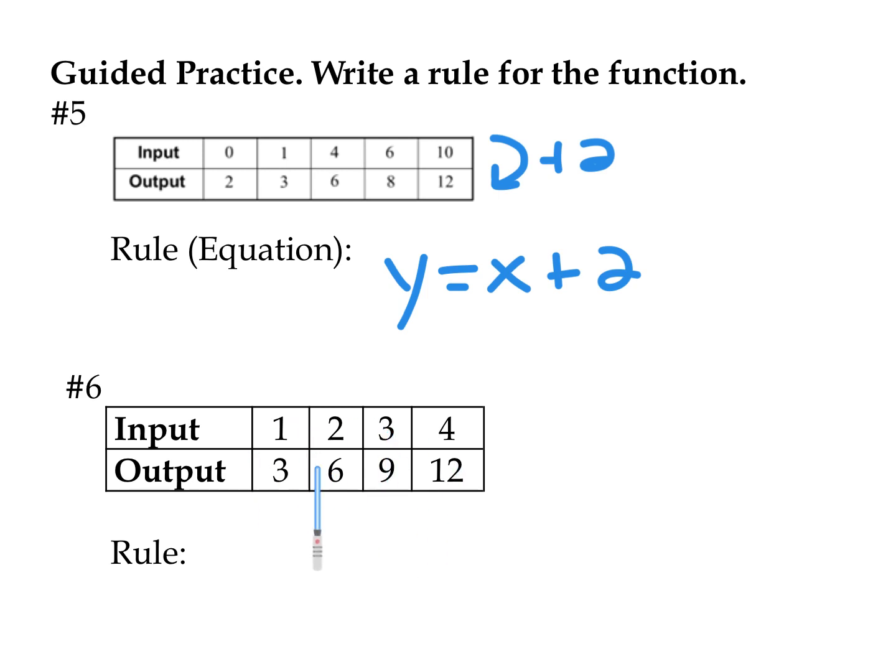Right? I've got to be able to do the same thing for every input to get that output. So I look, okay, what else might I be doing? See what you might subtract or divide or multiply. All right, 1 times 3 will give me 3. 2 times 3 is 6, 3 times 3, and so on. So yes, I'm multiplying by 3. My rule here would be y equals 3x. I'm taking my input and multiplying by 3 to get that particular output.